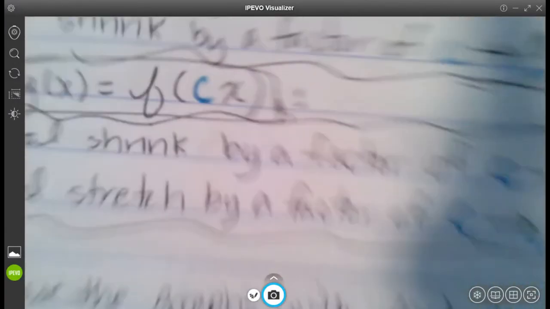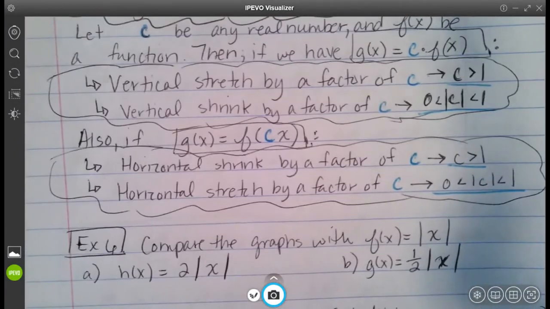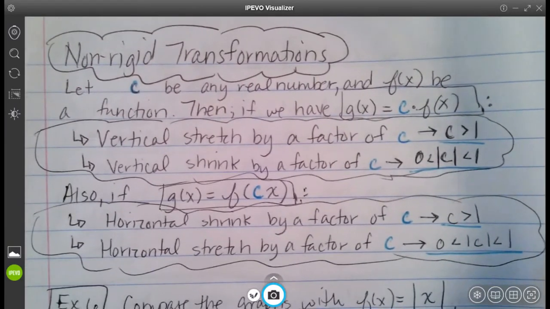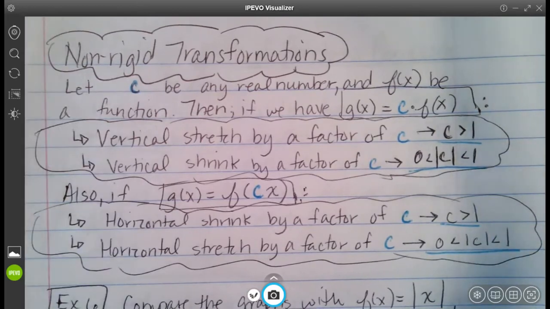Almost done. I believe this is the last page. We have non-rigid transformations. So the transformations we just discussed right now, you can copy this as I'm speaking, were rigid transformations, meaning that all we do is kind of move them left, right, up, or down. We're just translating the position of the graph. We're not really changing the dimensions or anything like that. Non-rigid transformations does exactly that.